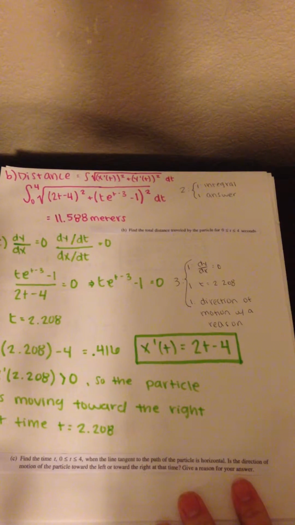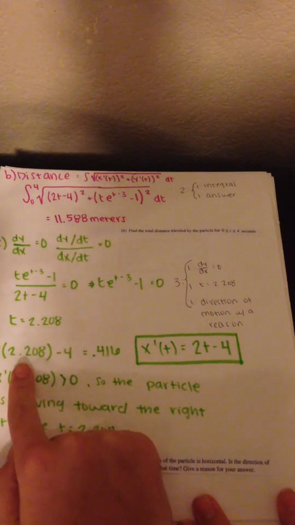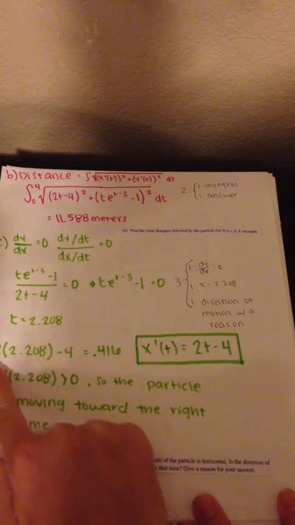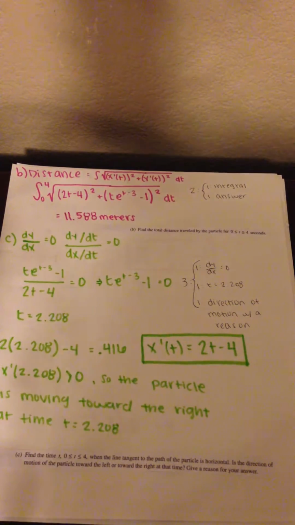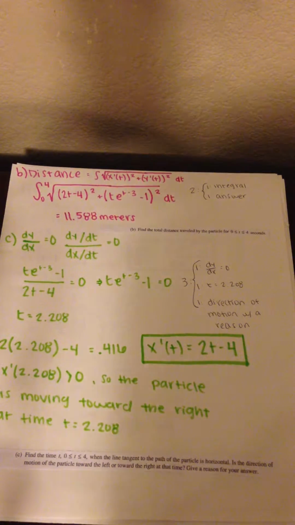We want to put our value into x prime of t. So we put 2.208 times 2 minus 4, and we get 0.416, which is greater than 0. So the particle is moving towards the right at time t equals 2.208.